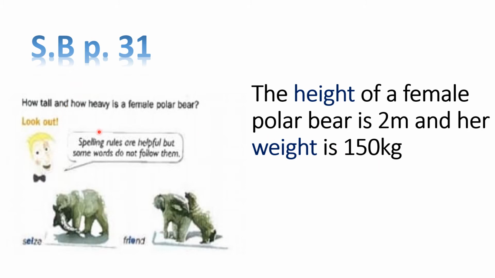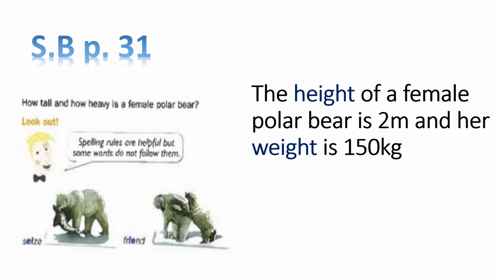Okay, look at this note. Spelling rules are helpful, but some words don't follow them. As we said, we have words that don't follow the rule of E sound, like the word friend. Here we have EI and IE letters, but here we pronounce with the sound E, but in the word friend we can't pronounce E. Yes, this is friend.